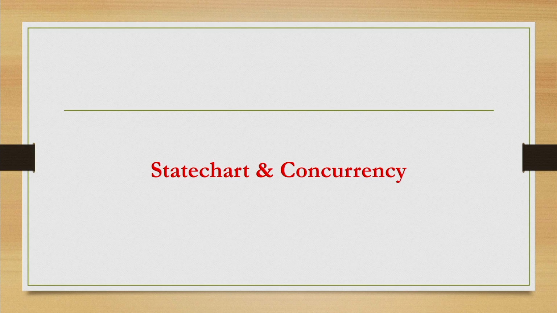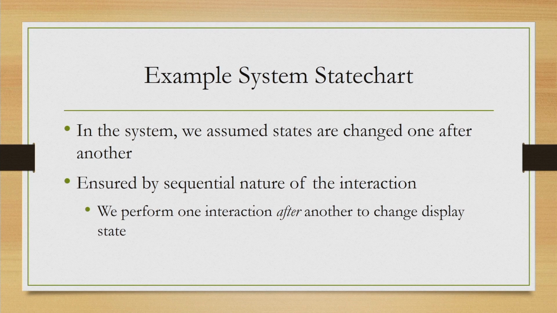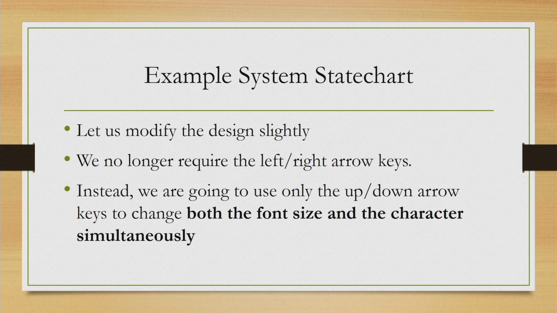Many interactive systems are actually concurrent in nature. The way they behave can be termed as concurrent behavior. What do we mean by that? In the example system, we assume that the states are changed one after another, which was ensured by the sequential nature of the interaction. So, we perform the interaction one after another to change the display state. Let us now consider a different design. Let us modify the design slightly.